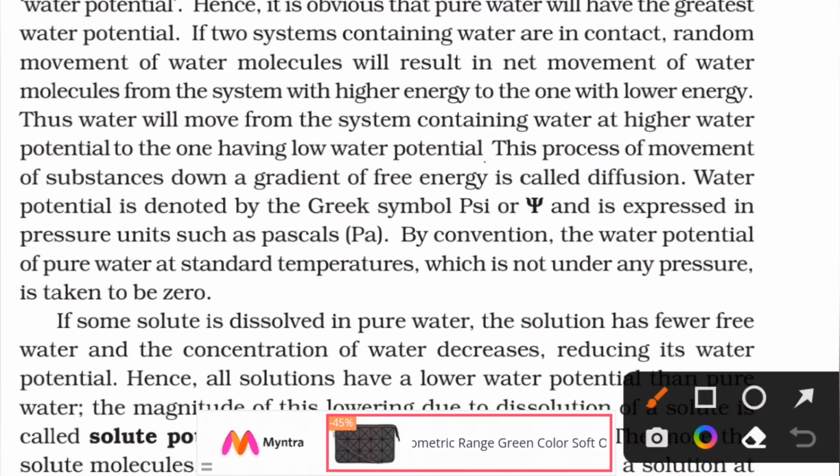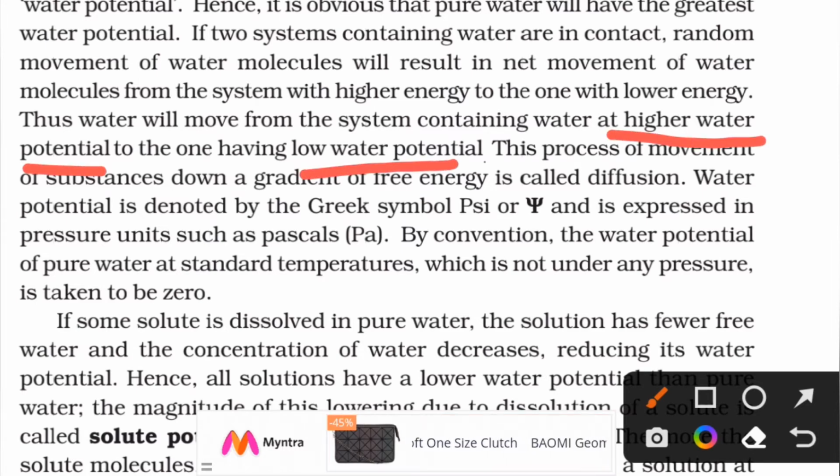As I told, water potential requires movement of water from one place to another, either by osmosis or diffusion. What is diffusion? Diffusion is nothing but the movement of particles from higher concentration, that is, a higher water potential, to lower water potential, or to the lower concentration area. That is what we call diffusion: movement of particles from the higher concentration to the lower concentration.